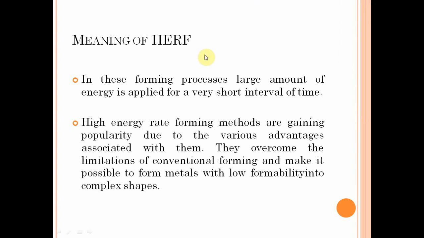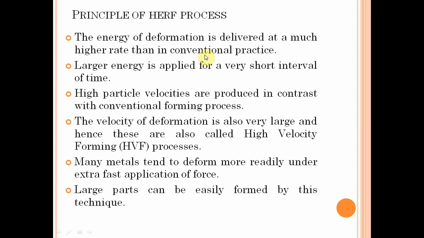Next, what are the principles behind this process? In the high energy rate forming method, the work metal is shaped in microseconds by means of pressure generated by the sudden application of a large amount of energy. The work material in most cases is forced against the die and shaped so rapidly that there is no tendency for the shaped material to return to its original shape. This means plastic deformation takes place.